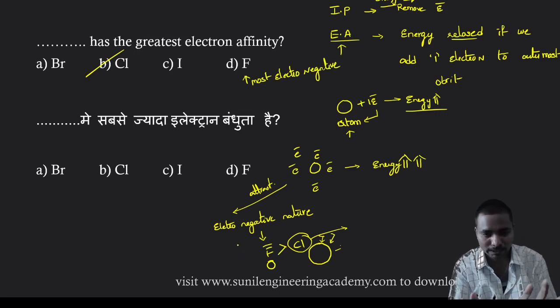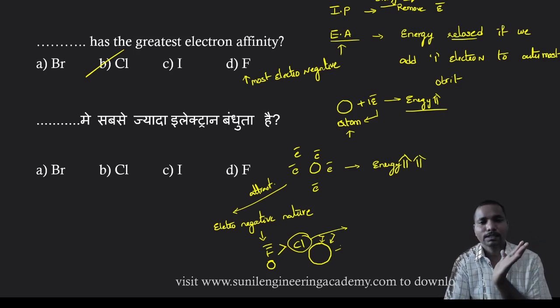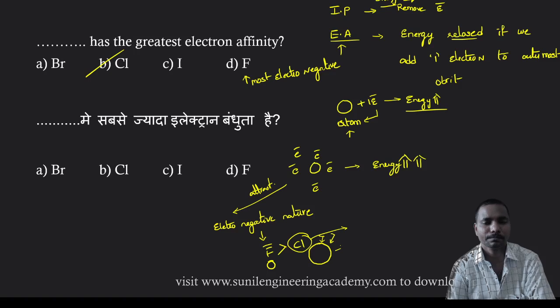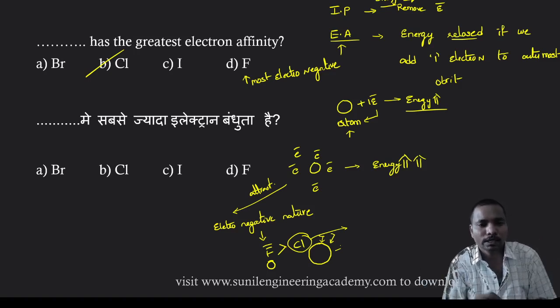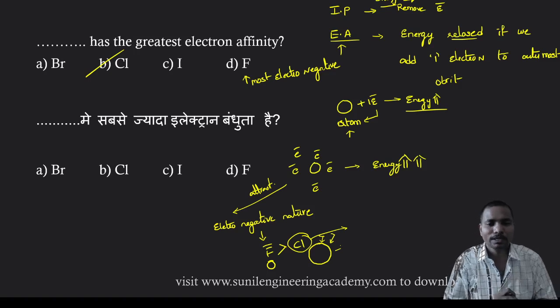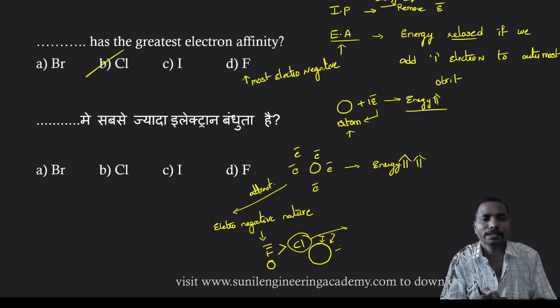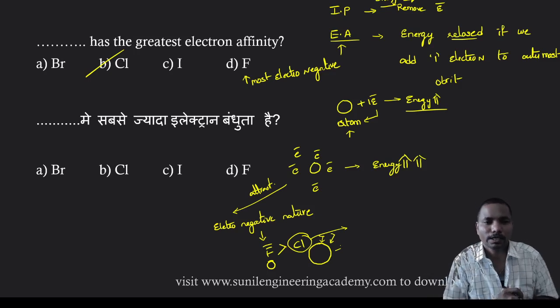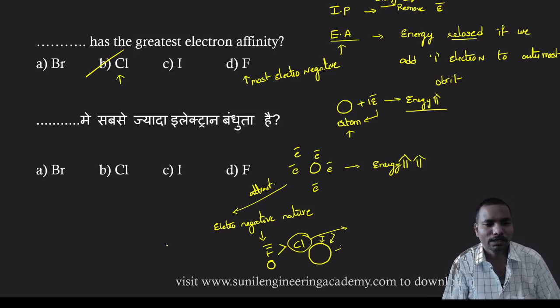Once again, all of you listen carefully. Electron affinity is nothing but the energy released if we add one electron to the neutral atom. If any element attracts more electrons, more energy will be released. But here size is also important, na? The element must be bigger in size and also attract more electrons. Then it has the more electron affinity. So chlorine is the element with the most electron affinity.